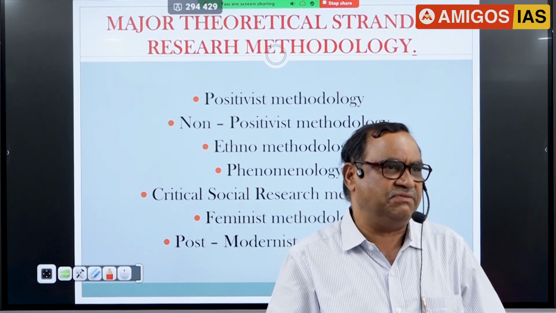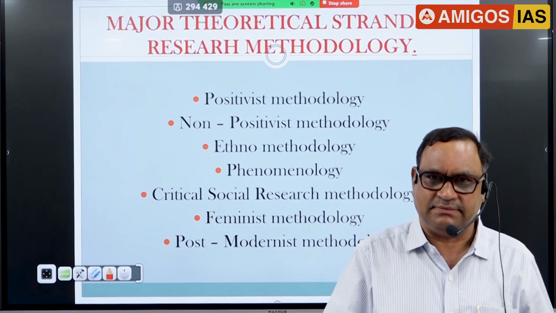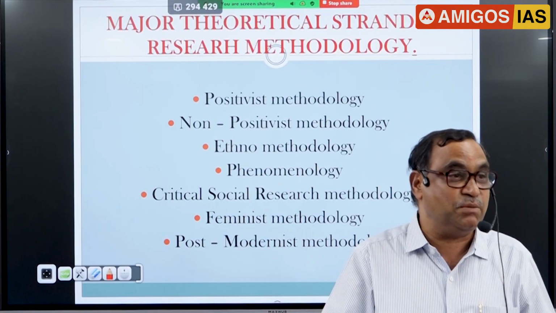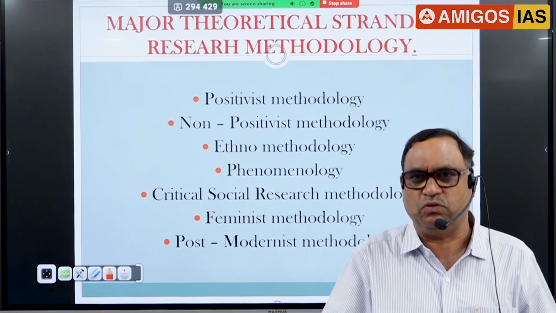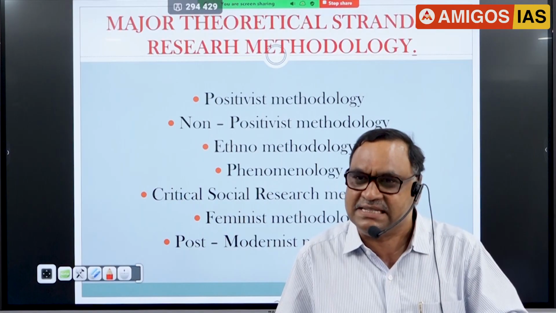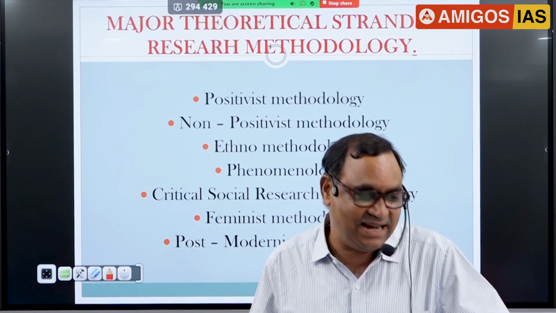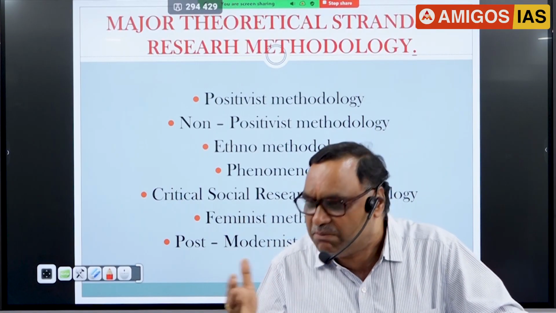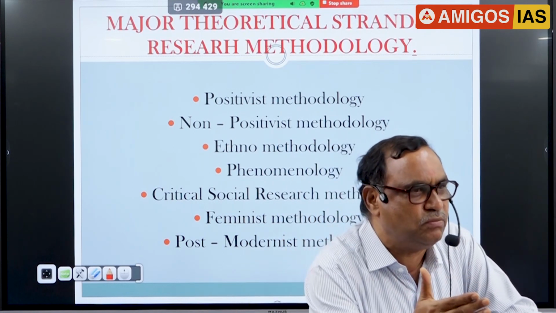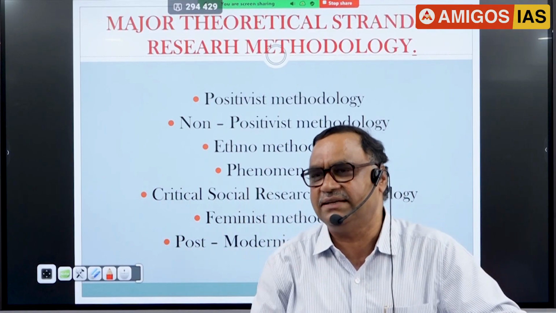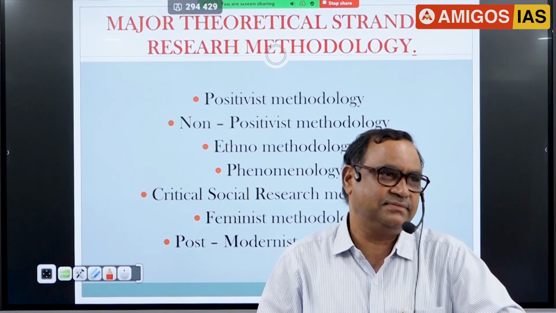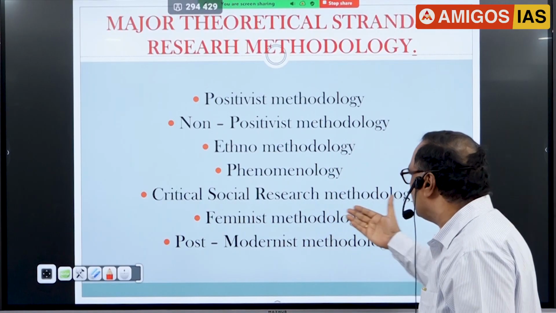So we talk about democracy. Democracy is very good, and Indian democracy is much more good. It's good, the most successful democracy. Is it true? What is reality? What is happening to the weaker sections? What's happening to the women? What is happening to minorities? So some critical thinking is required. So that is called the critical social research methodology.